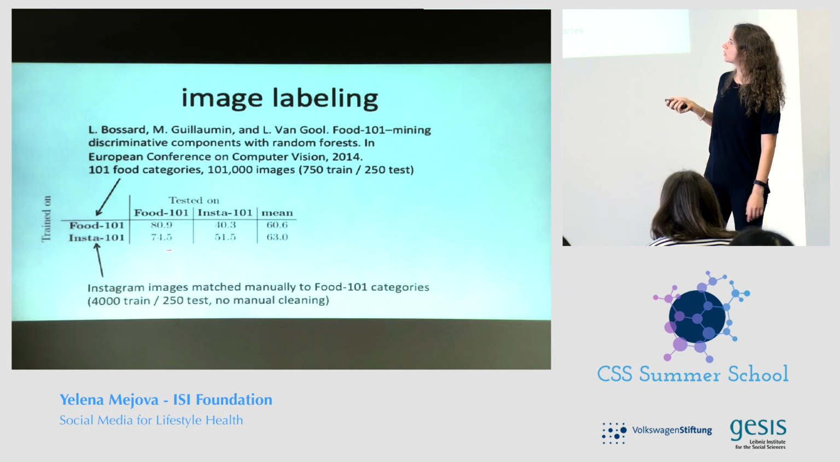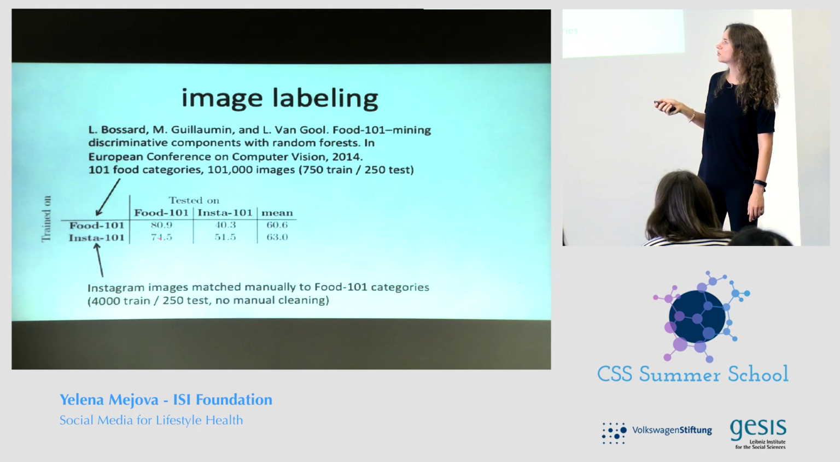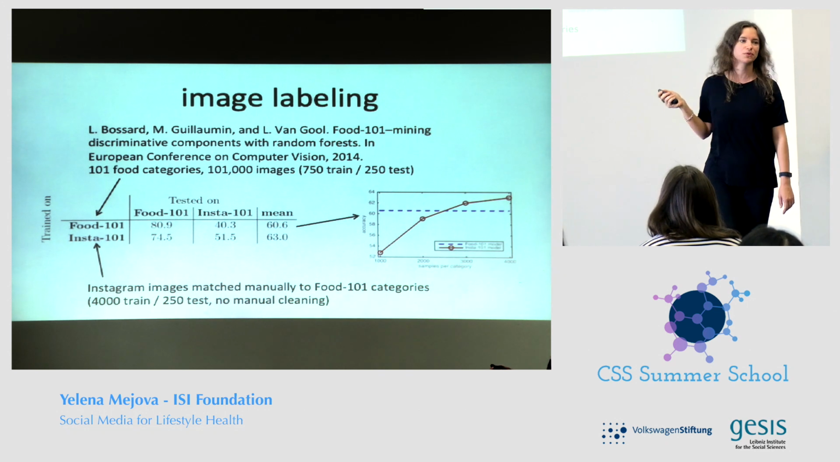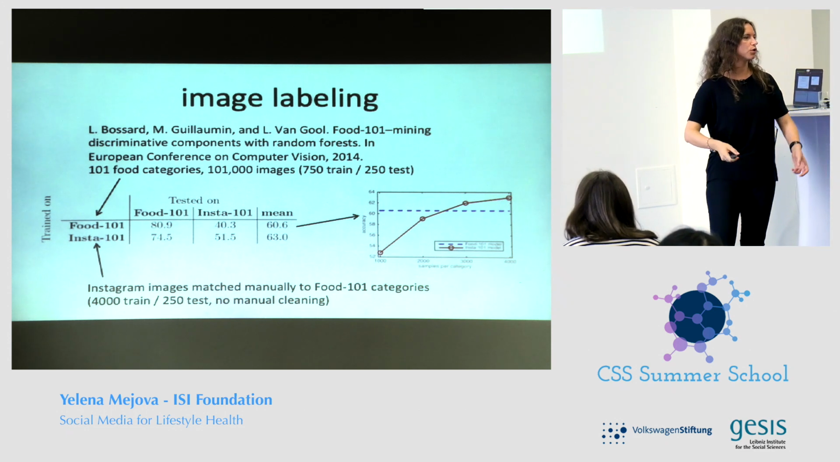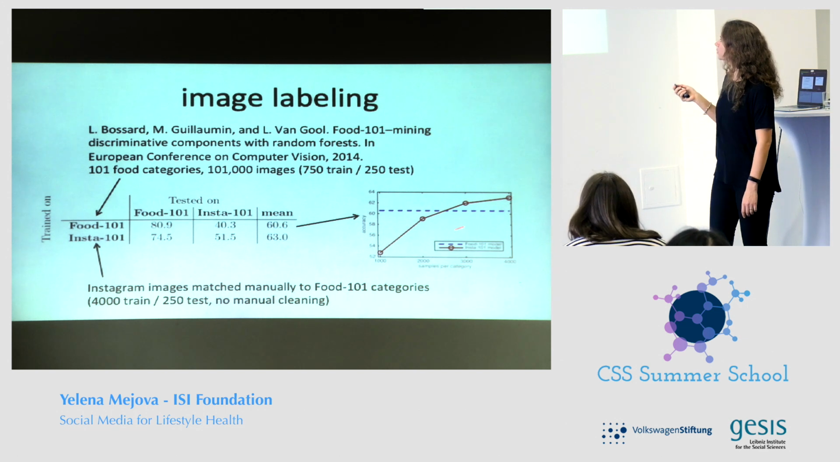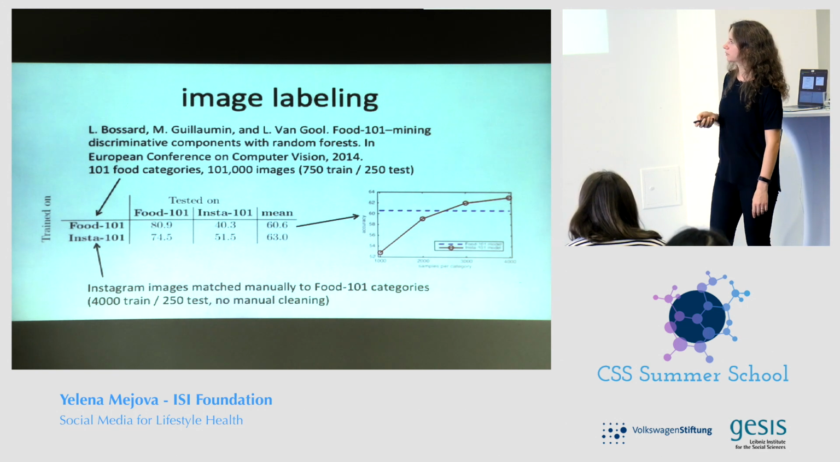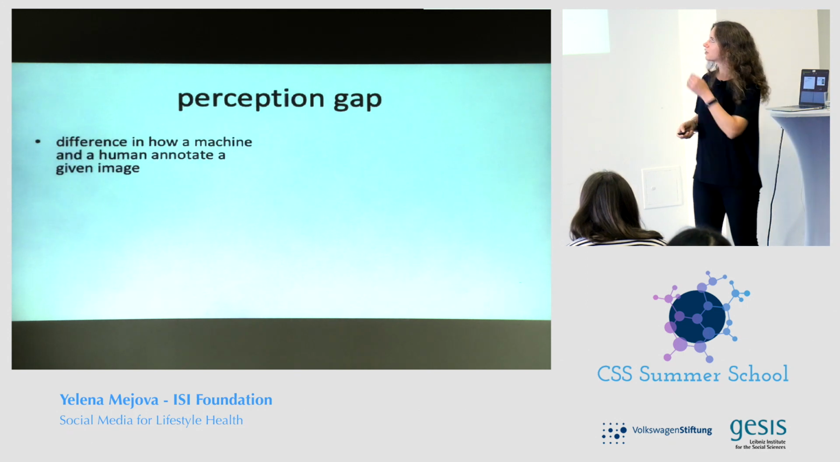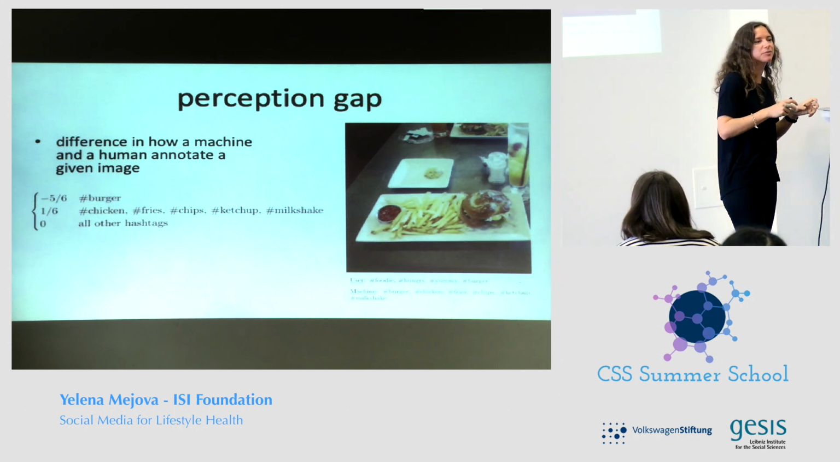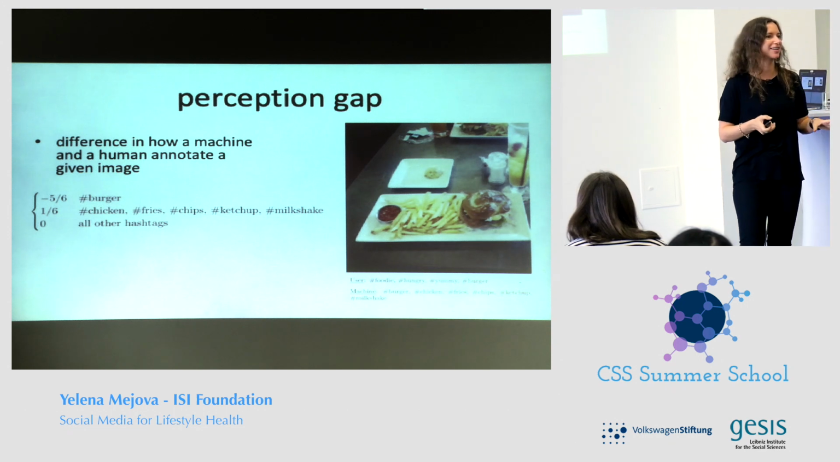But then if you train it on Instagram, you don't get as good of a performance on the food one, but you still get a much more decent one on the Instagram. And the cool part is that there's much more data that comes from social media. So you can throw more and more images at it, and the performance might even overstep the nice data set. So then we could say, okay, there is perhaps a perception gap between the way a computer might see your picture and what you actually annotated it with, right?